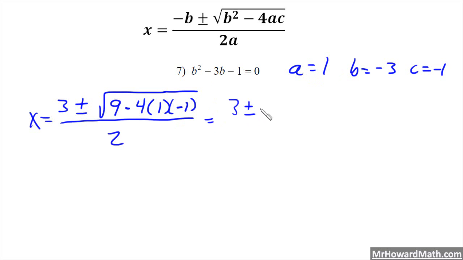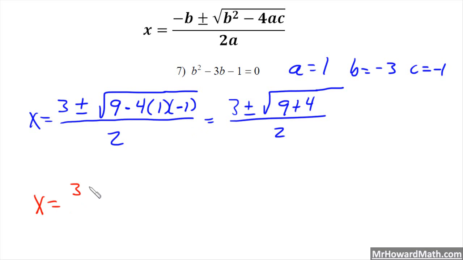Next step, 3 plus or minus the square root of this part right here. We have negative 4 times 1 times negative 1, so that would be a positive 4 if you multiply that all together. So 9 plus 4 underneath the square root, all over 2. Next step, x equals 3 plus or minus the square root of 9 plus 4, which is 13, all over 2. And in this case, square root of 13, we cannot simplify that anymore. 13 is prime. Its only factors are 1 and 13, so we have no factors to break it down that have perfect square roots other than 1, so we leave it alone.